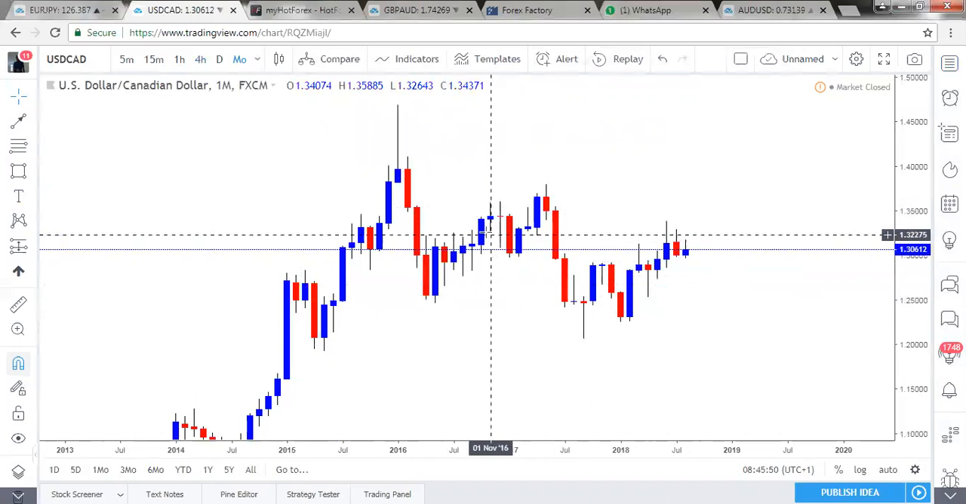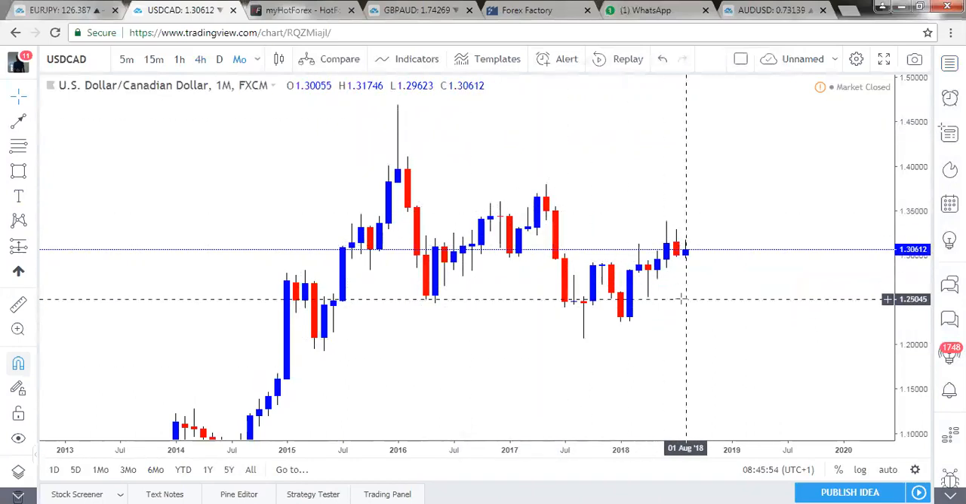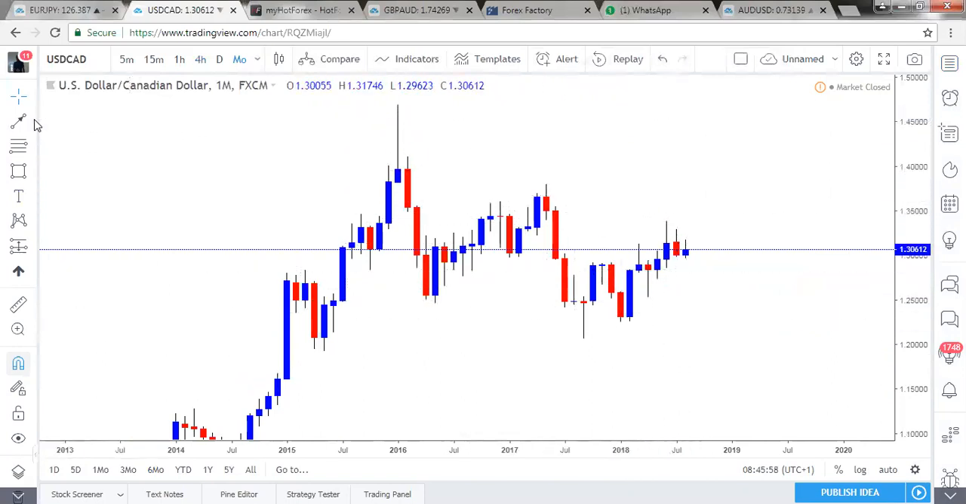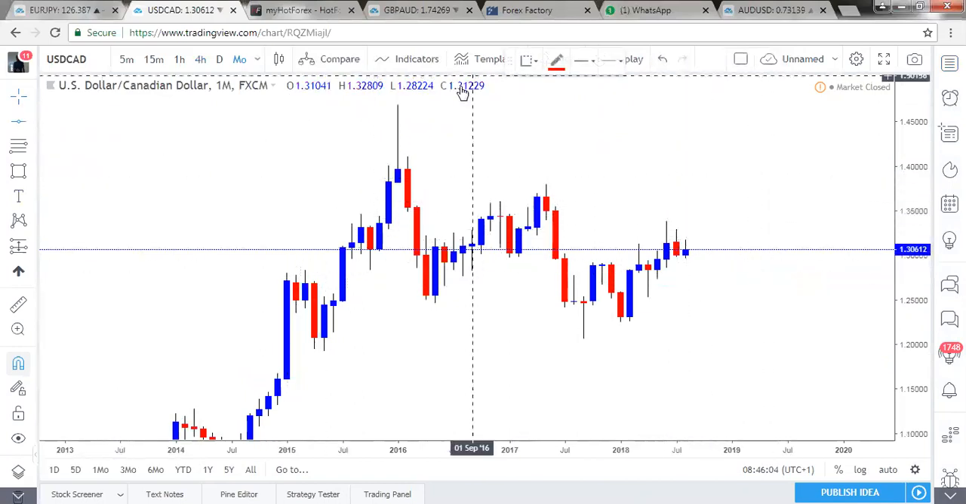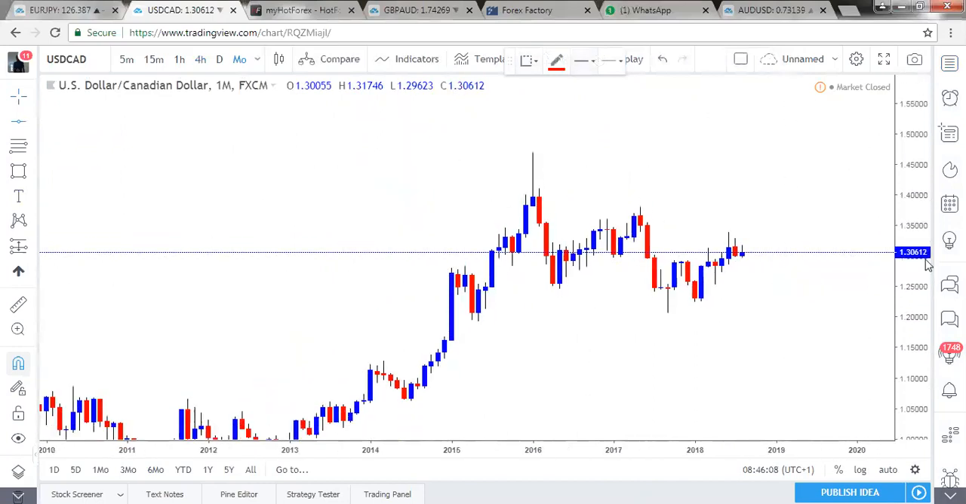Okay, so now I want to mark out my support. Of course, support is the floor, resistance is the ceiling, and so we want to look at key areas where price bounced off from, where you have a lot of reaction. So I'm going to change this. Okay, let's work with the candlestick.